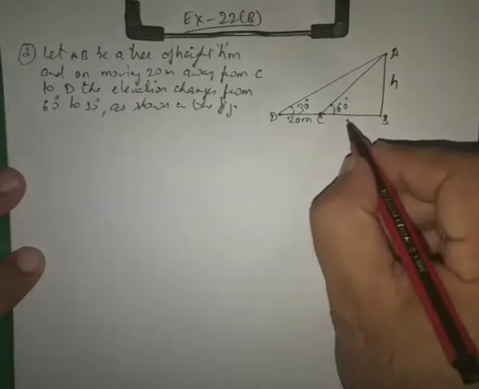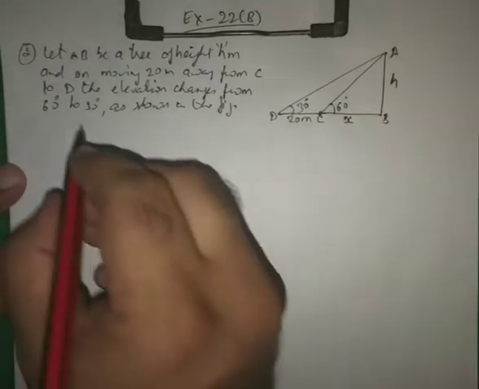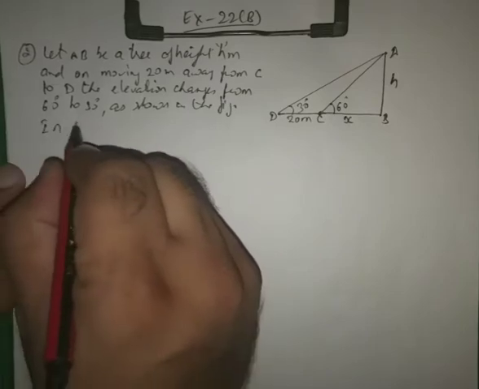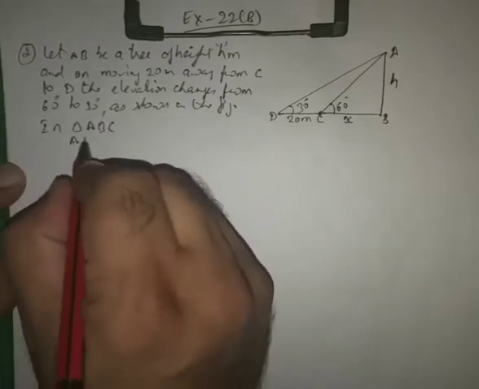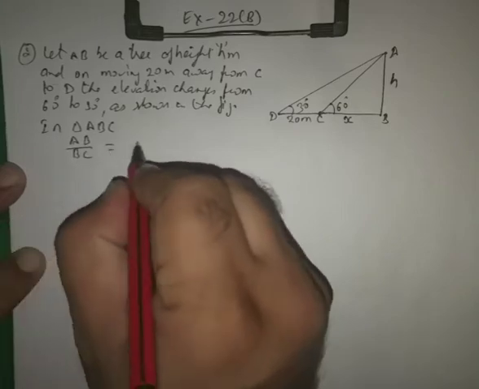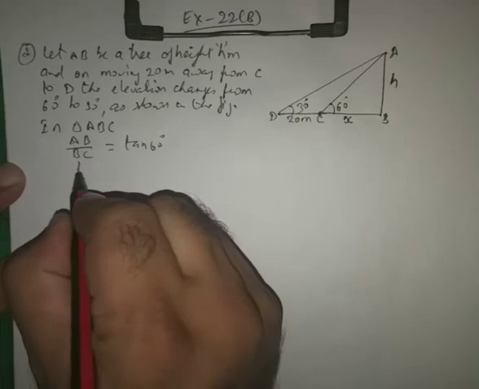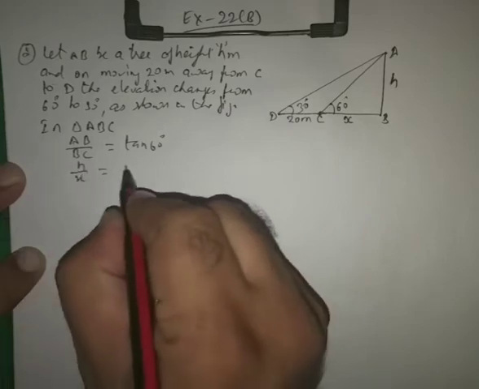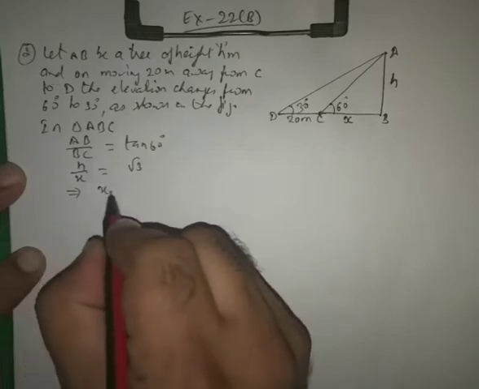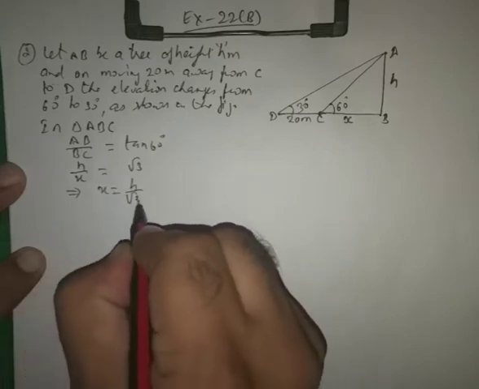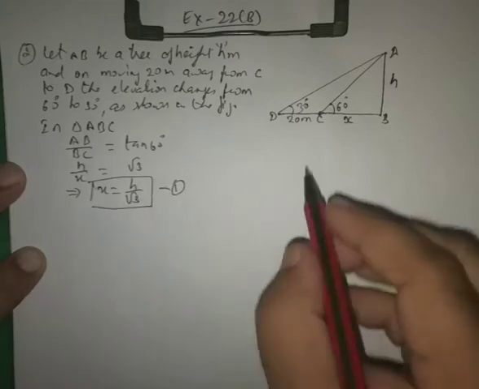So I am naming this BC as x, and first of all I am using this first triangle. So in triangle ABC, AB over BC is equal to tan 60 degree. I have taken AB as h and BC as x, and that is equal to tan 60. Tan 60 is root 3. From here I get x is equal to h over root 3. Let us say that this is equation number 1.